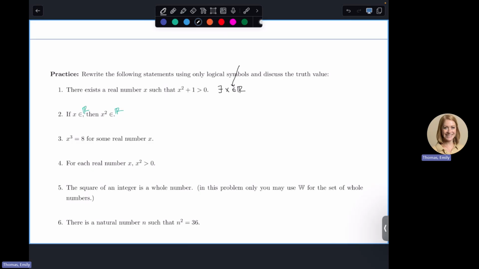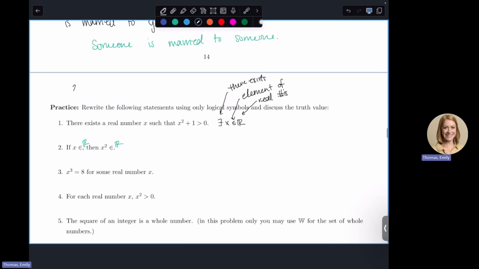This guy is an element of, these are the real numbers. This is our "there exists." A little epsilon is an element of, so it's a set notation thing. Like 2 is an element of {1, 2, 4, 5}. You get what I'm saying?